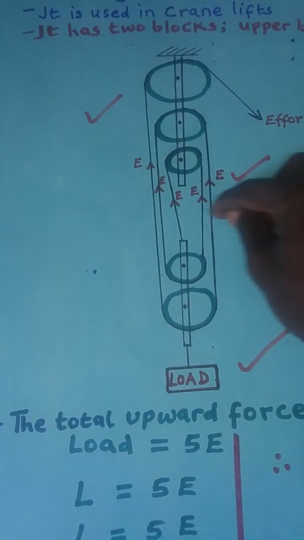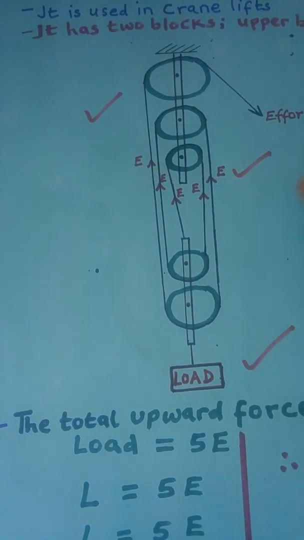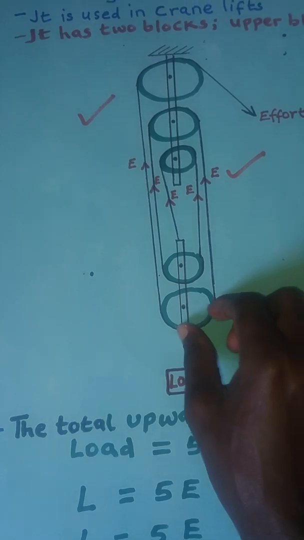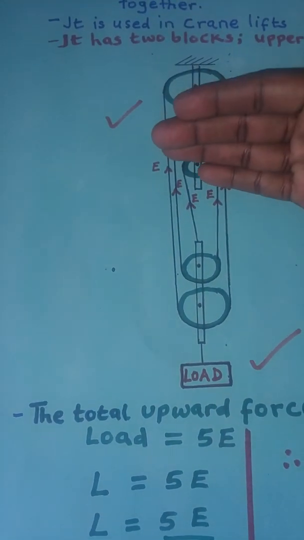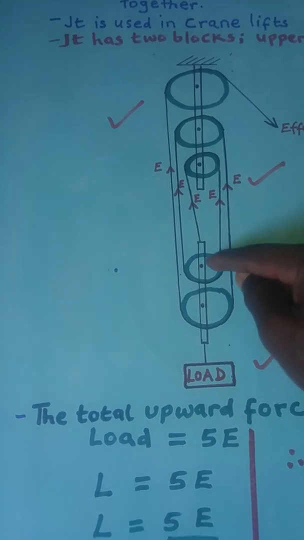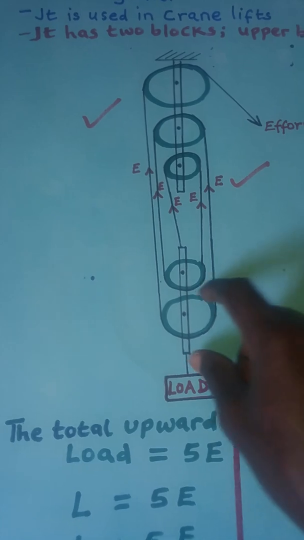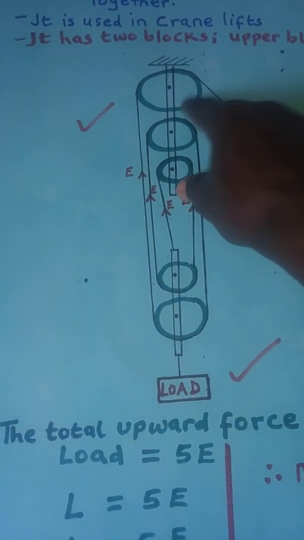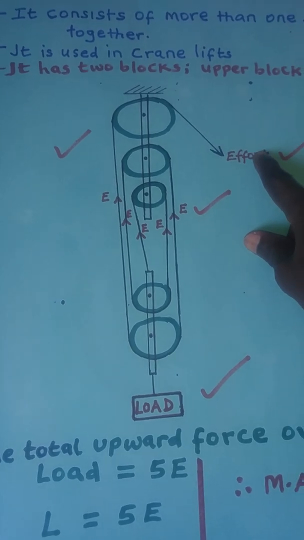So if you have few down, remember when you apply this effort, what happens? These strings here are the ones which are supporting the lower block and the load. So when you pull here, these will be able to move up. If more of the pulleys are fixed, then you will have few things to lift. But if you put more of them down here and a few up, you will find that even lifting the load, you need a lot of effort.